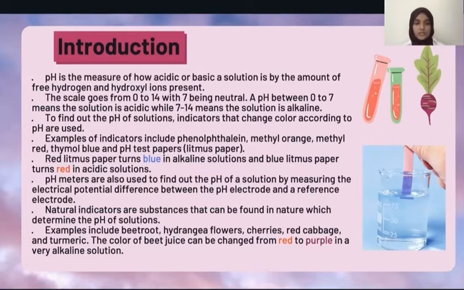Natural indicators are substances that can be found in nature which determine the pH of solutions. Examples include beetroot, hydrangea flowers, cherries, red cabbage, and turmeric. The color of beet juice can be changed from red to purple in a very alkaline solution.